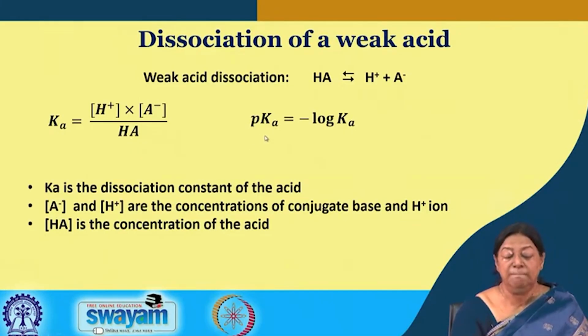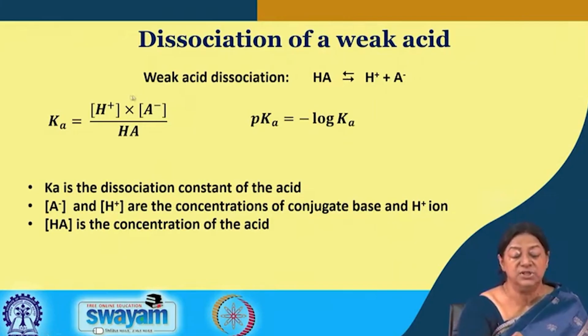Now, if we look at the pKa value, this is a specific constant for a specific type of acid, because this dissociation measures an equilibrium, and Ka is the dissociation constant of the acid. A minus and H plus are the concentrations of the conjugate base and the H plus ion, and HA is the concentration of the acid.